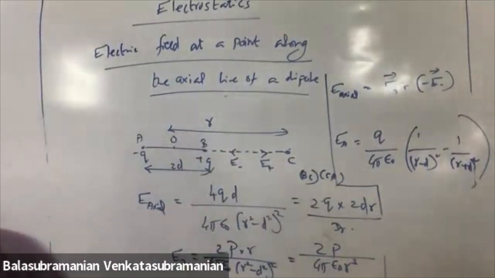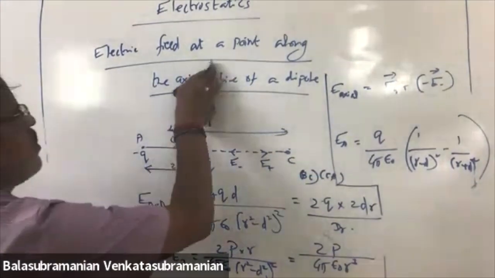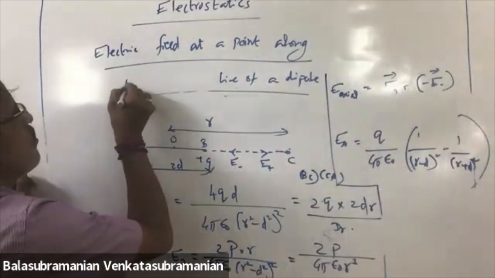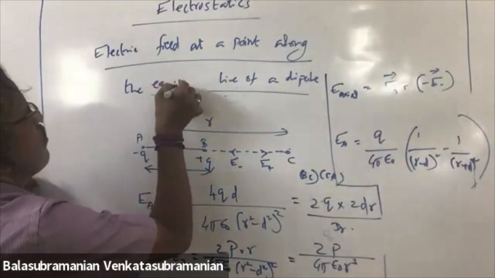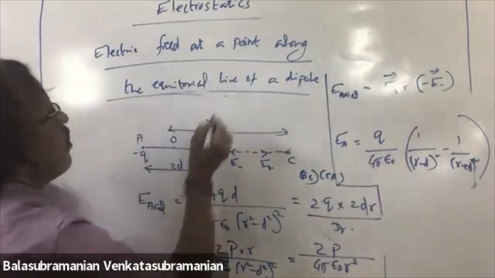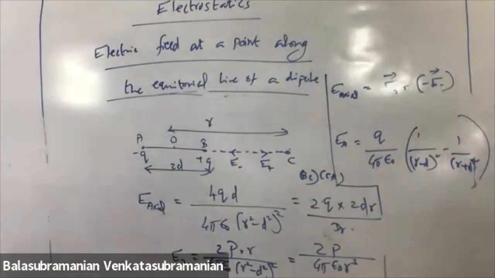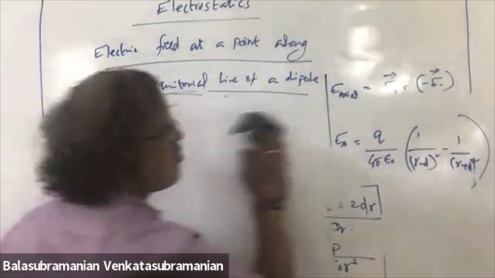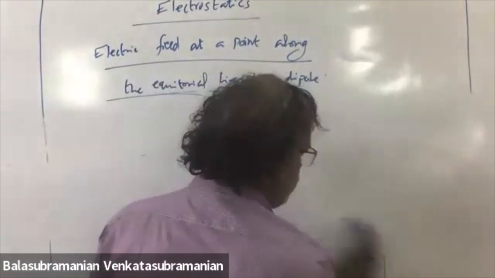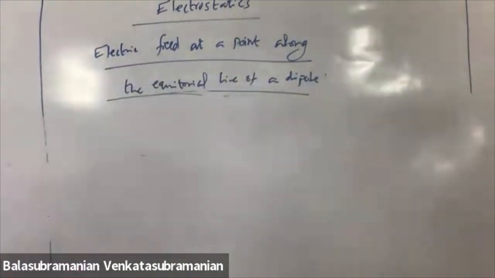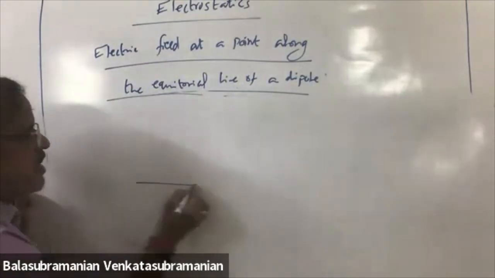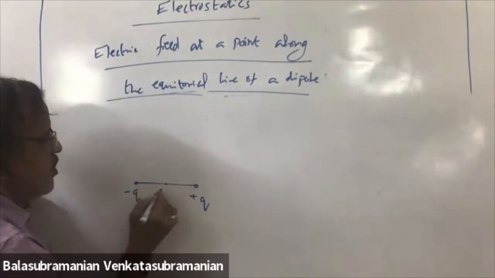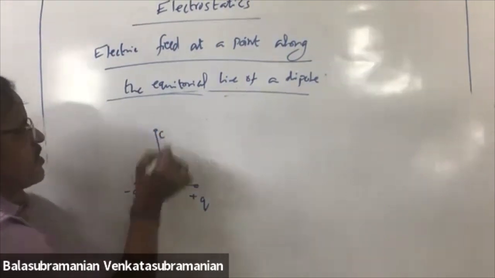Now we are going to write the electric field at a point along the equatorial line of a dipole. Equatorial means the perpendicular bisector you take. Sir, minus Q, plus Q. Exactly at the perpendicular bisector, and considering the point C.